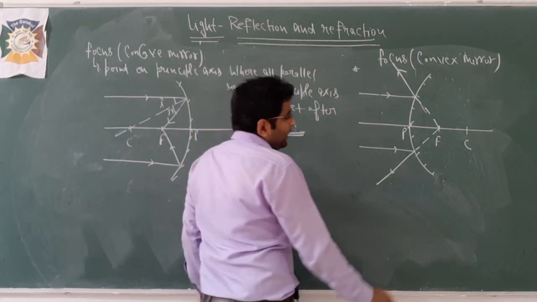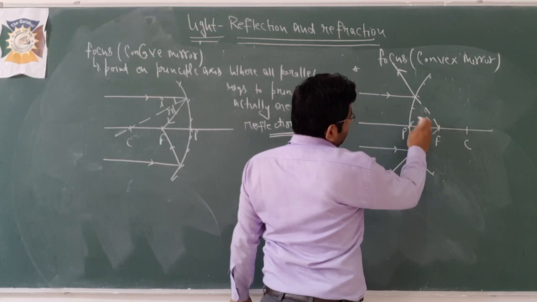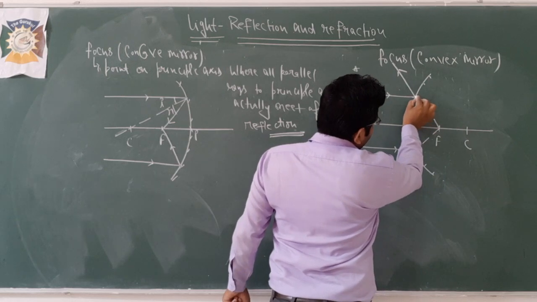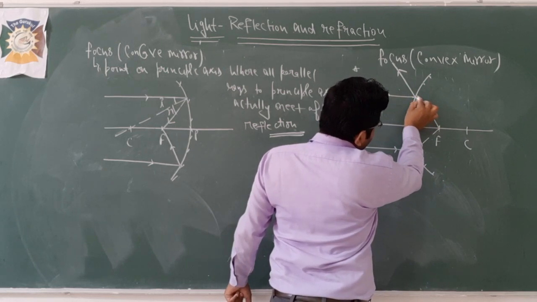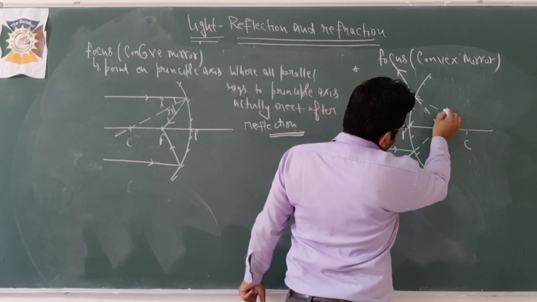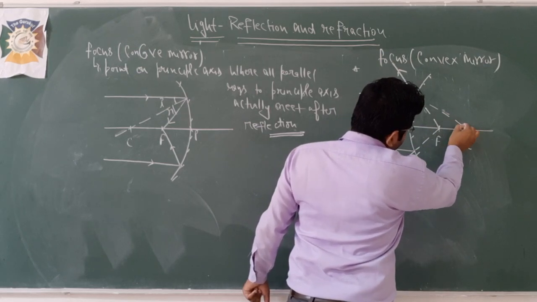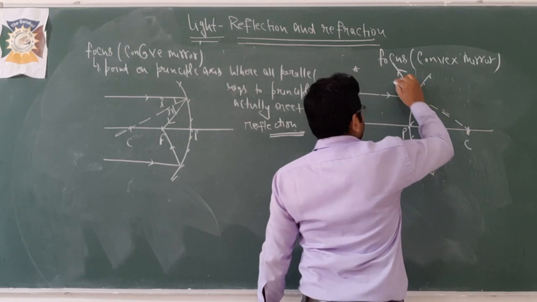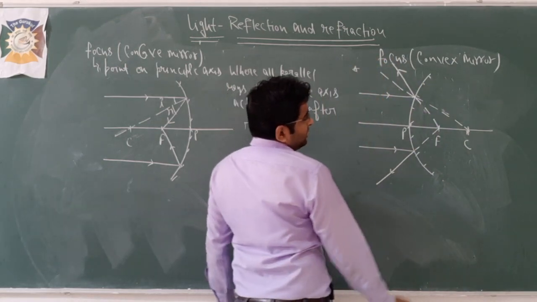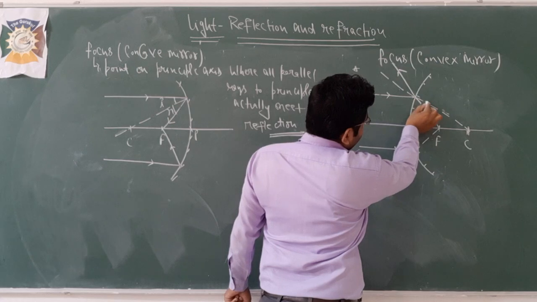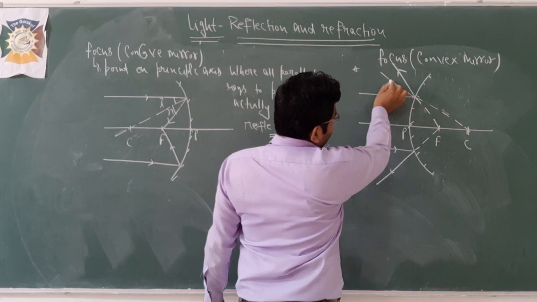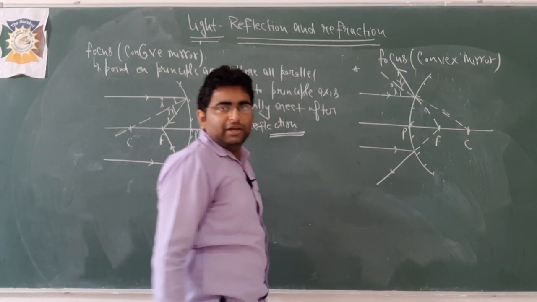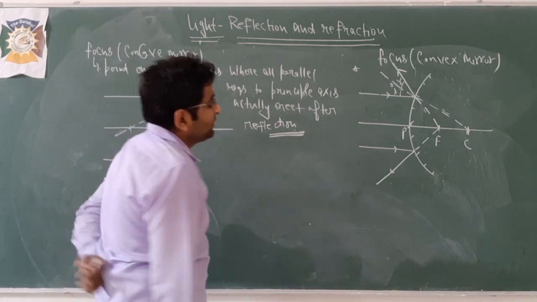Clear? Okay, beta. Again, in the same way, if I ask what are angle I and angle R in this case? Again, draw a line which passes through C in this way. Okay, so beta, this line, what does this line become? It becomes the normal. So beta, this angle is I, this angle is R. Clear? So focus in the case of convex mirror.